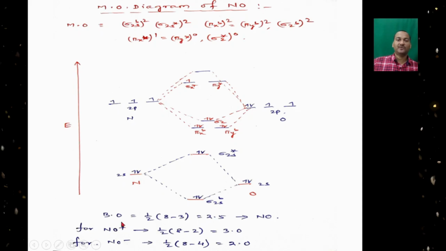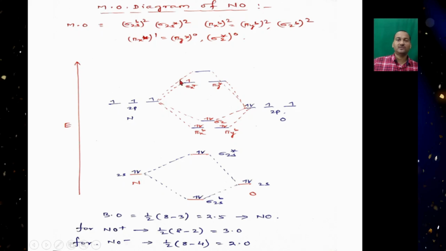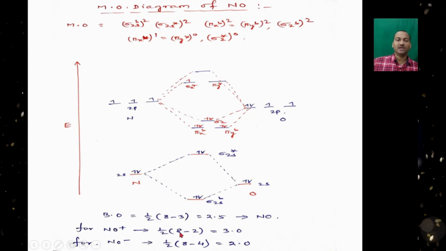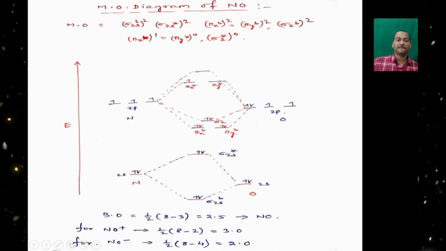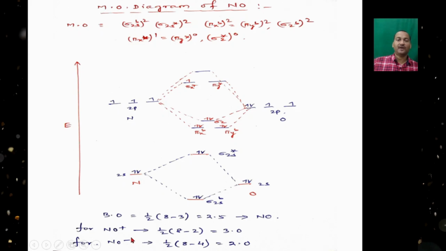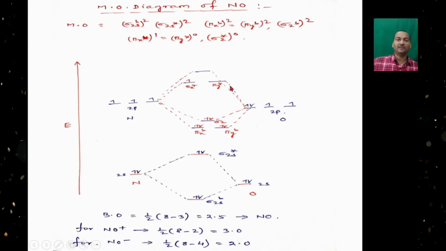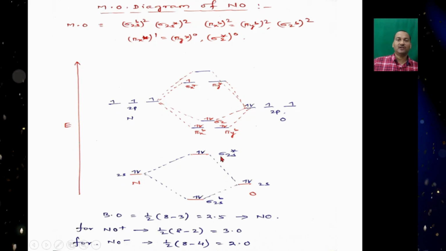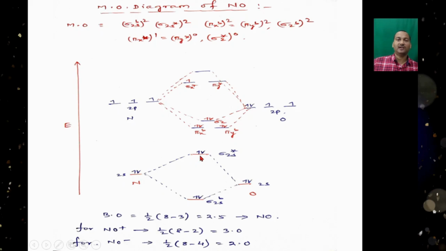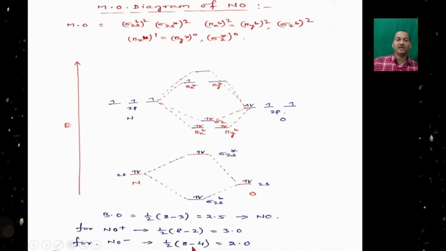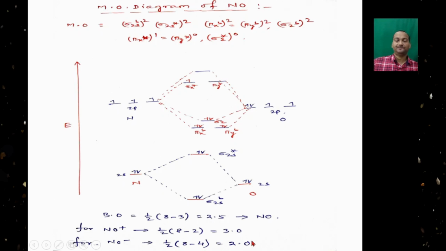Similarly for the NO plus molecule, 1 electron will be lost, so the number of antibonding electrons decreases to only 2. So 8 minus 2, that is 6, divided by 2, so it is 3. And for the NO minus molecule, another electron will be added to the antibonding orbital pi y star, so the number of antibonding electrons increases to 4. So the bond order is 1 by 2 whole into 8 minus 4, that is 2.